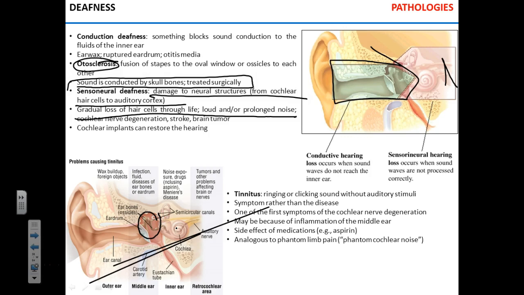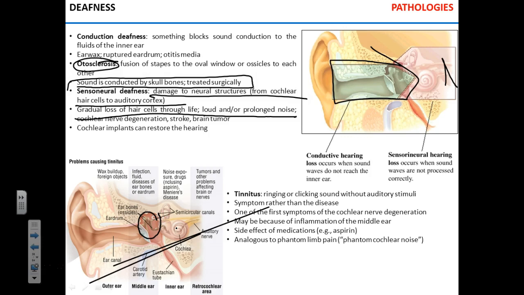the leading cause of congenital hearing loss, congenital deafness in the United States is cytomegalovirus infection in newborns. Cytomegalovirus actually damages the nerve. It causes sensorineural deafness in newborns. Okay? Does that make sense? Bless you. There is a treatment called cochlear implant that can restore the hearing of those people. But that's the example of sensorineural deafness.